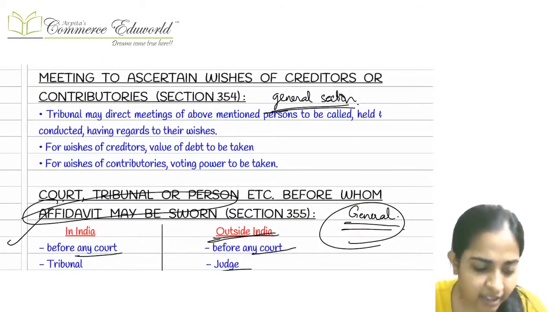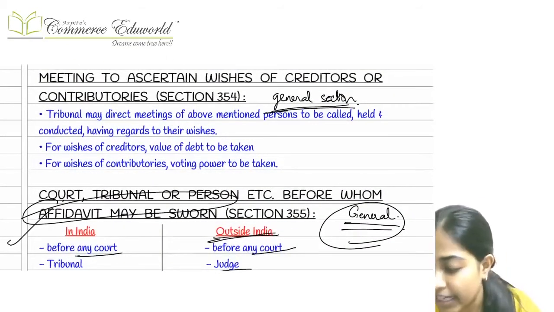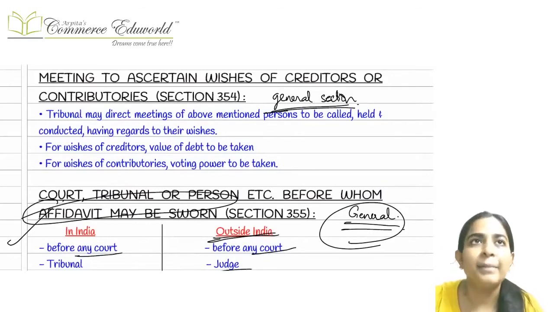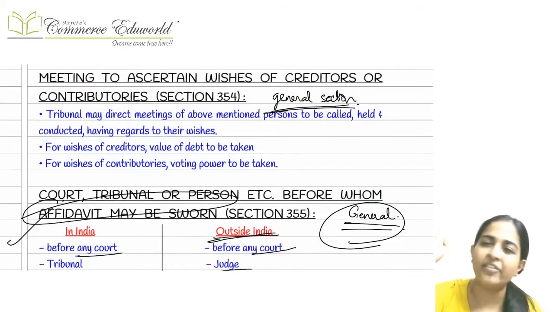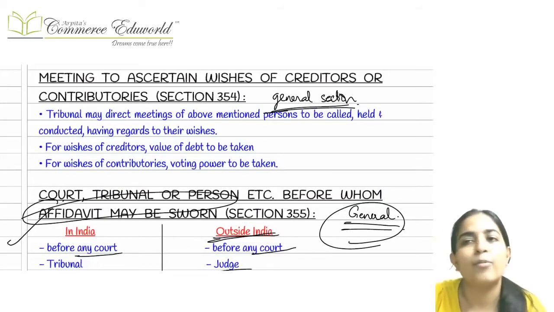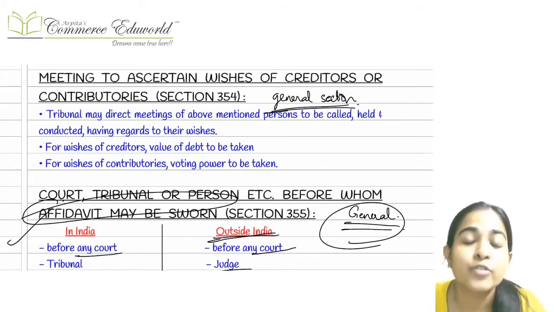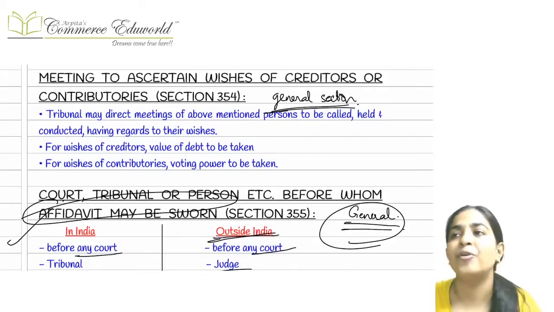Then again, a general section says that whenever we are calling the meeting of the creditors, whenever we are calling the meeting of the contributories etc., and whenever we take their vote, how are we supposed to ascertain their vote? So the answer is, in case of creditors, we are going to take the value.